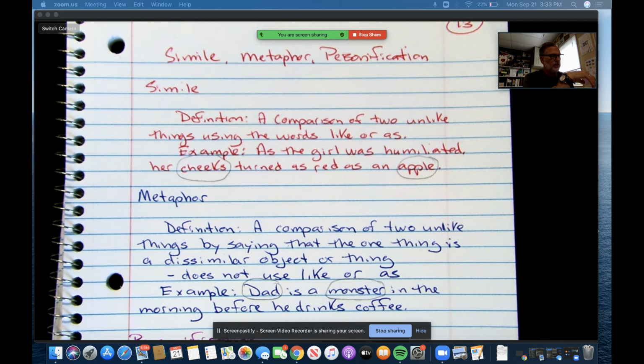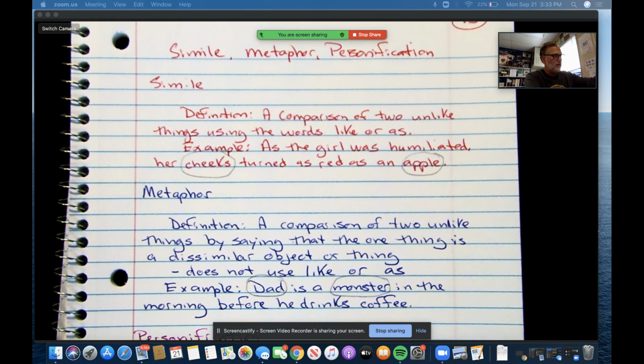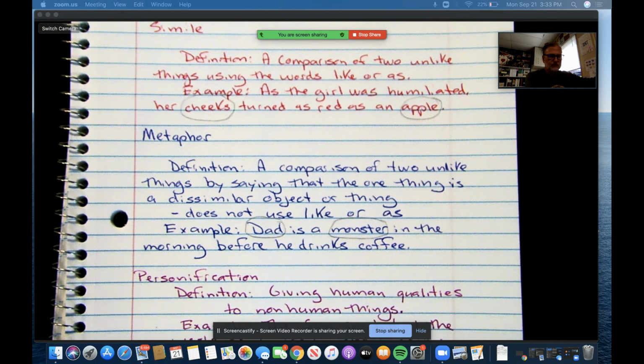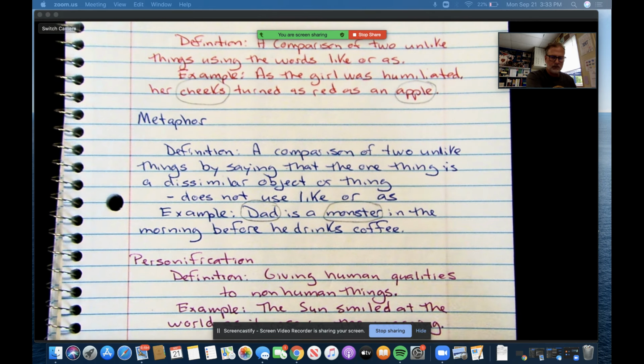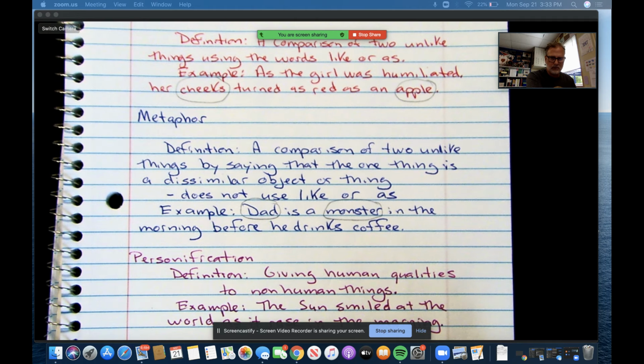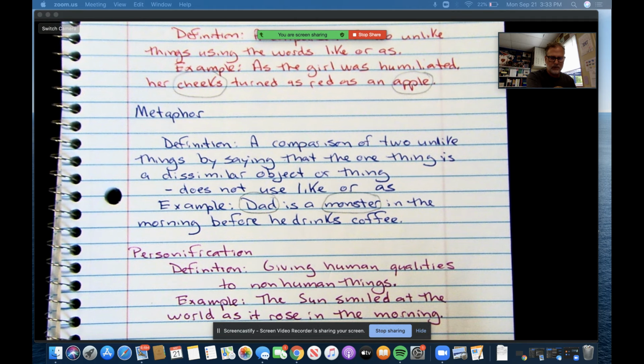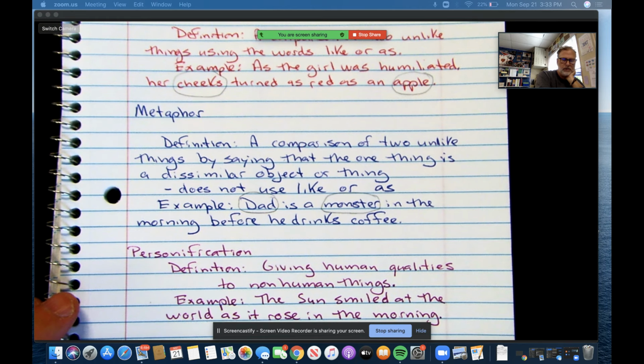All right, so now I'm assuming that you'll have simile by this point in time. So I'm going to move it down, move this up a little bit, and I think I might be able to get all three of these in. Move it up like this, and there we go. So personification is the last one to put down the definition of, which is giving human qualities to non-human things. And the example of that is the sun smiled at the world as it rose in the morning. So I'm going to let you get that copied down.